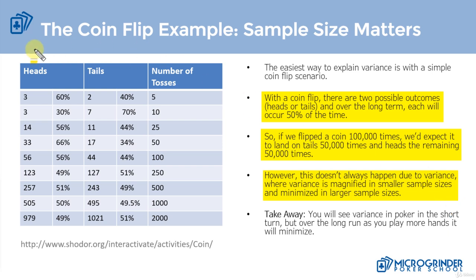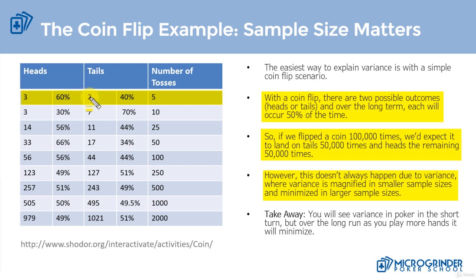So let's take a look at my example here. I used a website that emulates a coin flip, and I used it to put this table together. Let's take a look at the first row. What you're going to notice is that I did 5 tosses, and we have 3 on heads and 2 on tails. And you're going to say, well, Alton, you can't have that to be even.